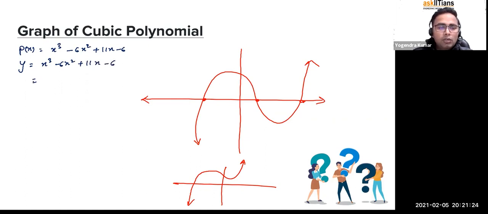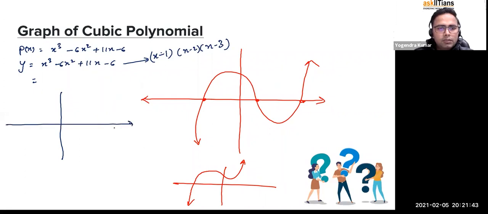Now you know how we factorize it, right? You can recall the factorized form of this: x minus 1 into x minus 2 into x minus 3, right? This is the factorized form. So its graph is going to be, zeros are 1, 2 and 3. So you need to see here.